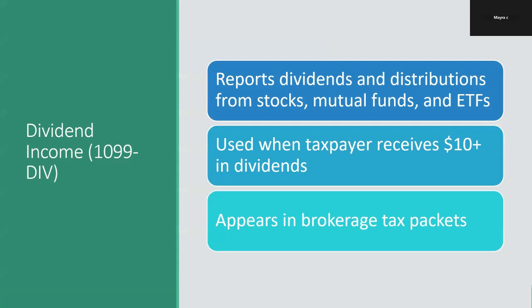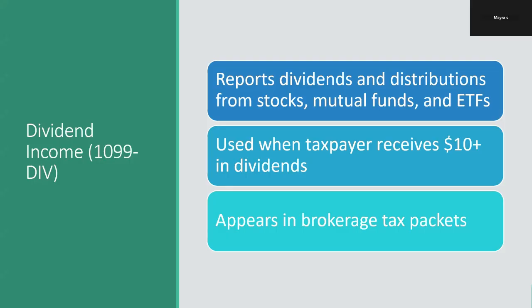So dividend income is reported on a 1099 DIV. Our interest is on a 1099 INT, dividend income on a 1099 DIV. This reports dividends and distributions from investments: stocks, mutual funds, ETFs. If you receive over $10 in dividends, you'll receive a 1099 dividend. There are all kinds of different investment companies, E-Trade, Charles Schwab, and they all report differently, but you'll see them in a brokerage package where you'll get the 1099 dividends.